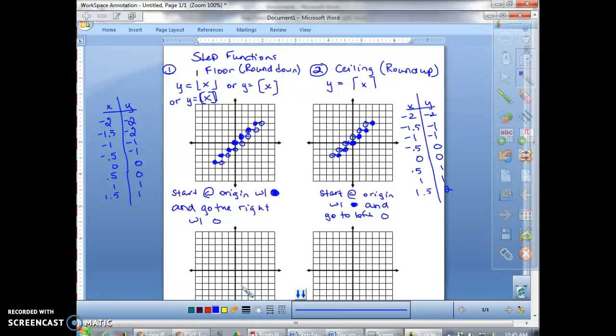So let me explain mathematically what all that means. If I have an x between 0 and 1, I'm going to round up to a 1. That's why it's jumping up. Over here, if I have an x between 0 and 1, something bigger than 0, I'm rounding back down to that 0. So I'm staying at 0, whereas I jump up sooner on the round up.